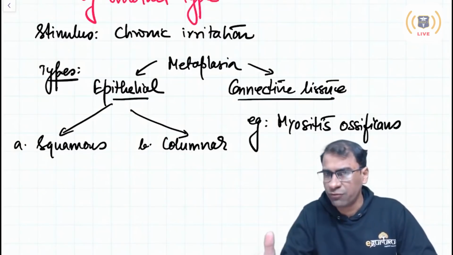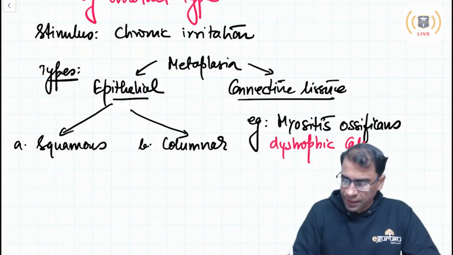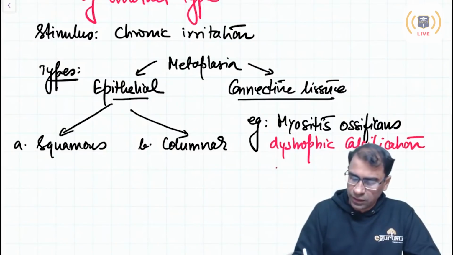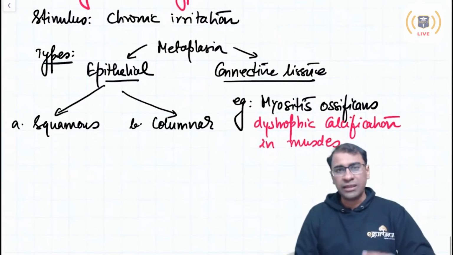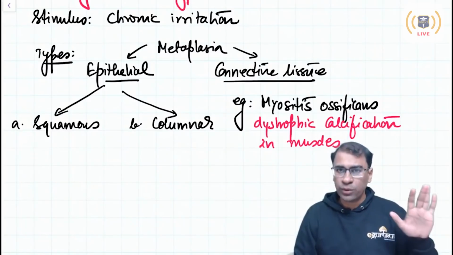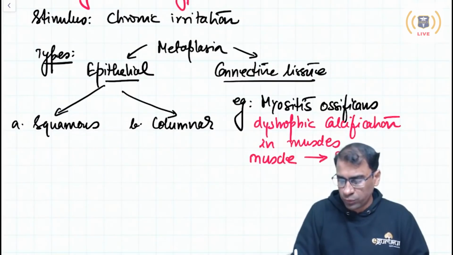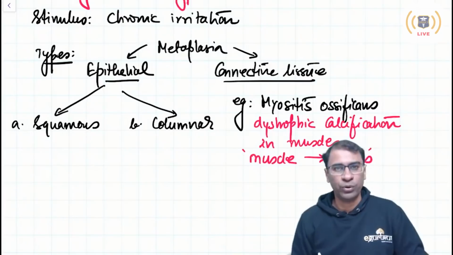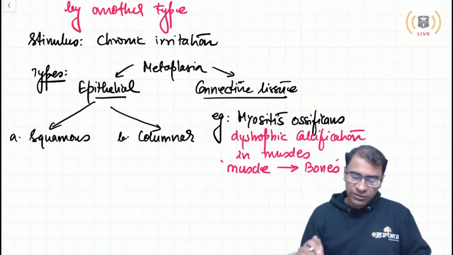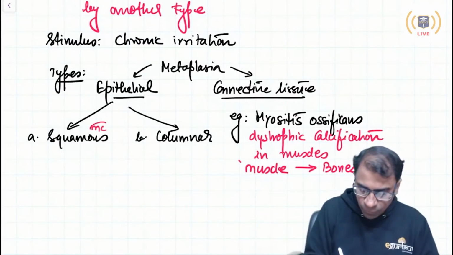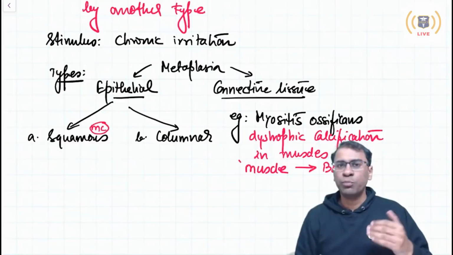Now, the term may be a bit difficult for you right now. First, you write it down: there occurs dystrophic calcification in muscles. In simple words, calcification is a property of bone. Muscles don't have calcifications, right? So that means the muscles have been replaced by bones, and hence we call this metaplasia. Remember that the most common type of metaplasia is squamous metaplasia. I will take these two metaplasias separately to make you understand the concepts.